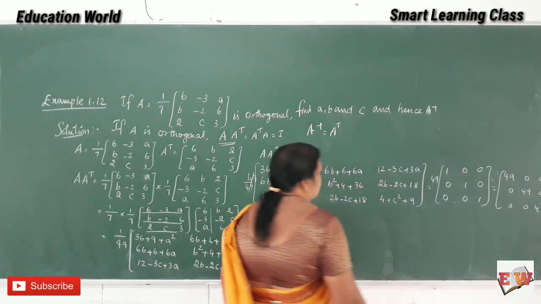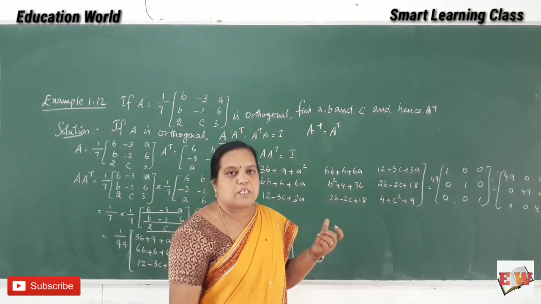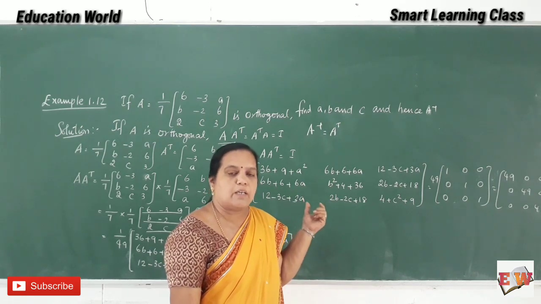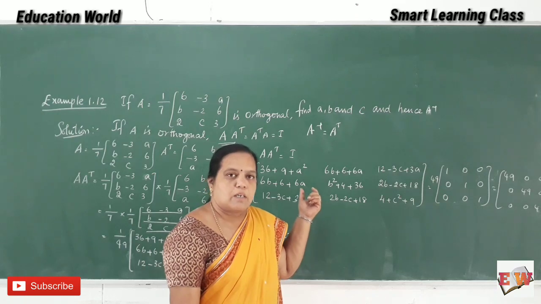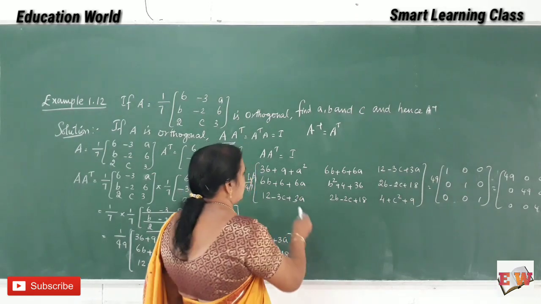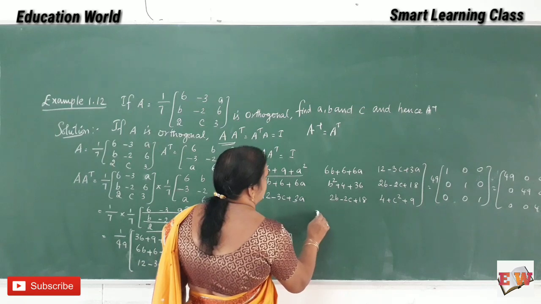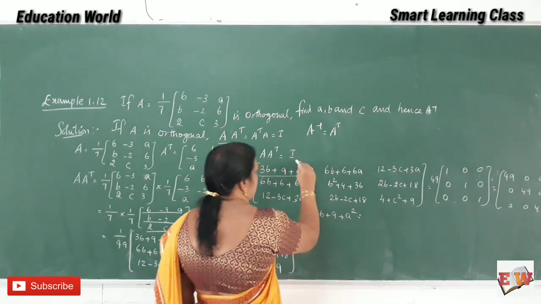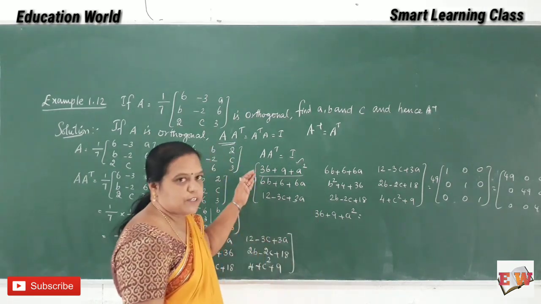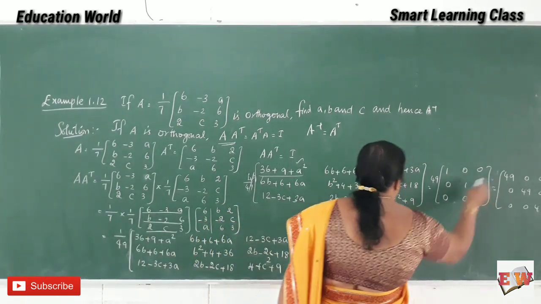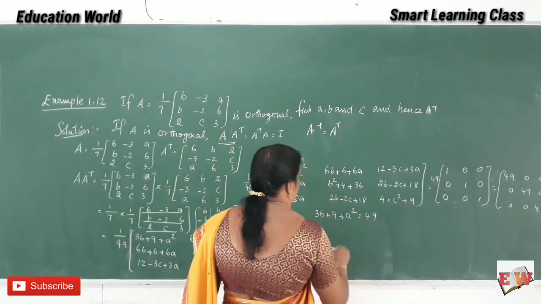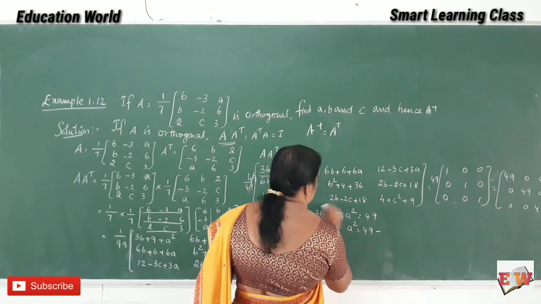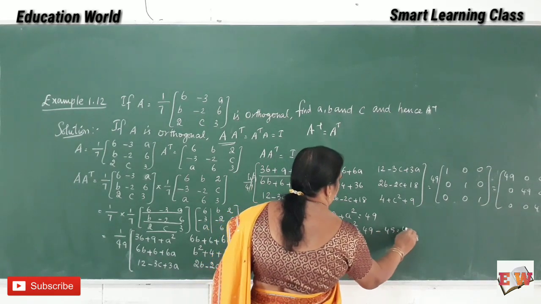Suppose you are given two matrices of the same order and they are equal, then we can equate the corresponding entries. So I am going to equate these corresponding entries. 36 plus 9 plus a square is equal to c. In this matrix, the first entry, 49. So a square is equal to 49 minus 45, which is 4.